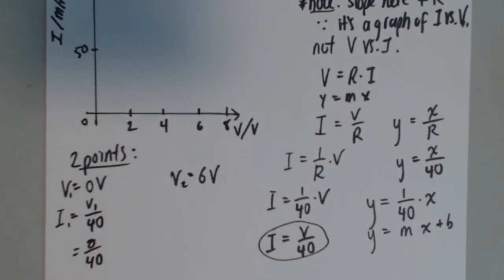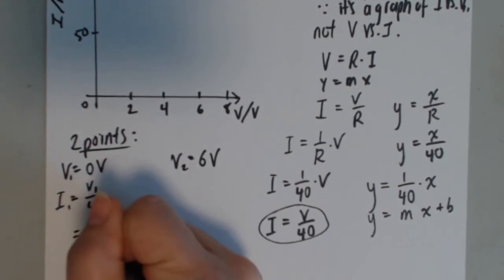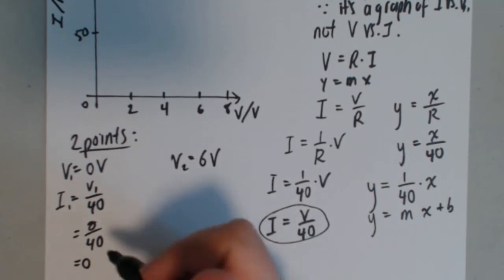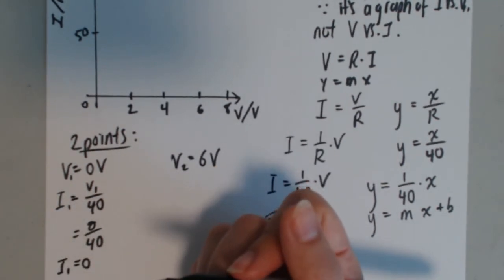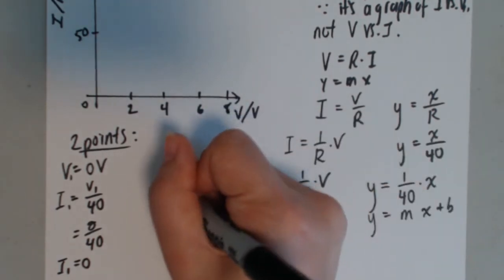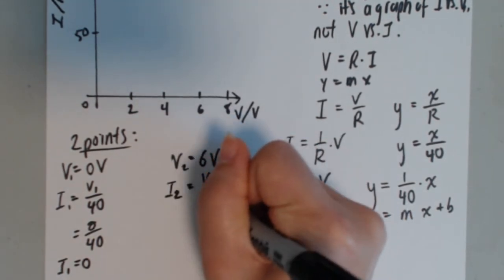For those of you that know your mathematics, 0 divided by any non-zero number is always 0. You cannot, however, divide a number that is not 0 by 0. All right, so I2 is equal to V2 over 40.